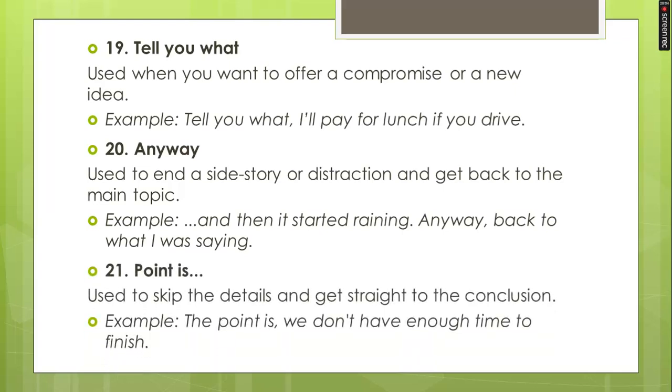21. The point is. We use this to skip the details and get straight to the conclusion. You don't want to hear more details or more explanations. You just want to go straight to the conclusion. For example, the point is we don't have enough time to finish.